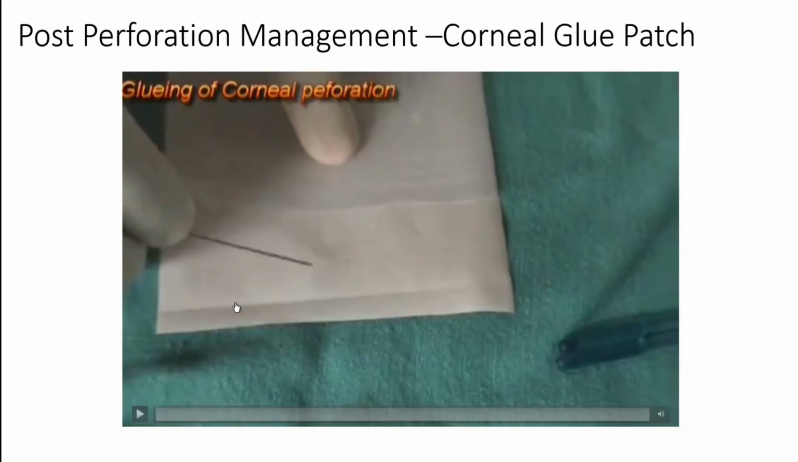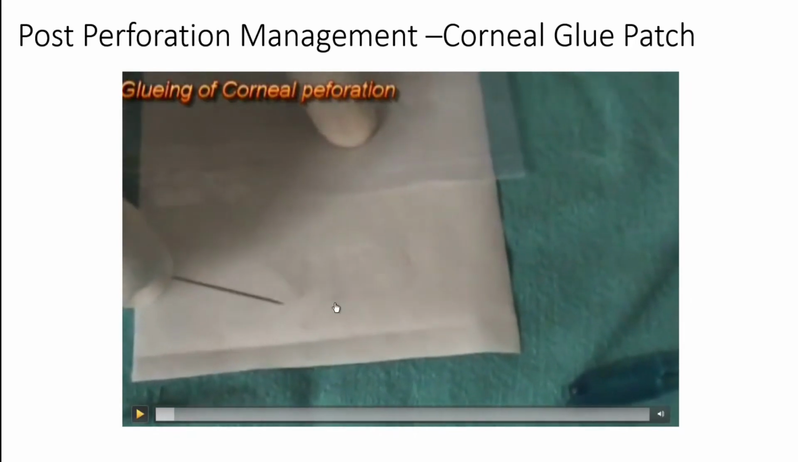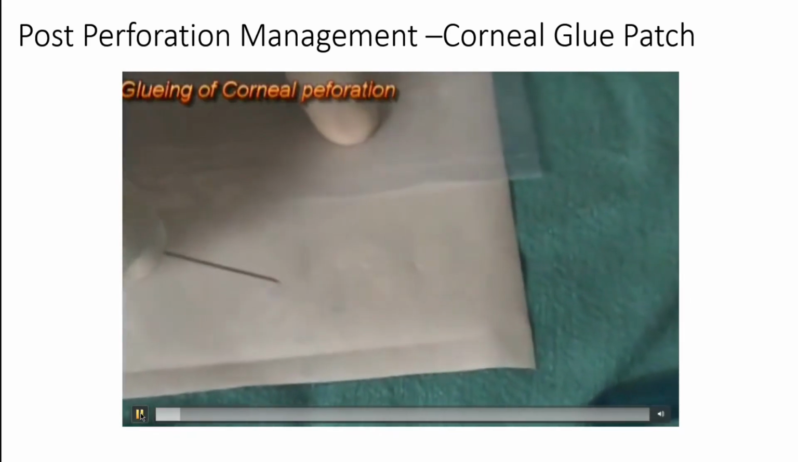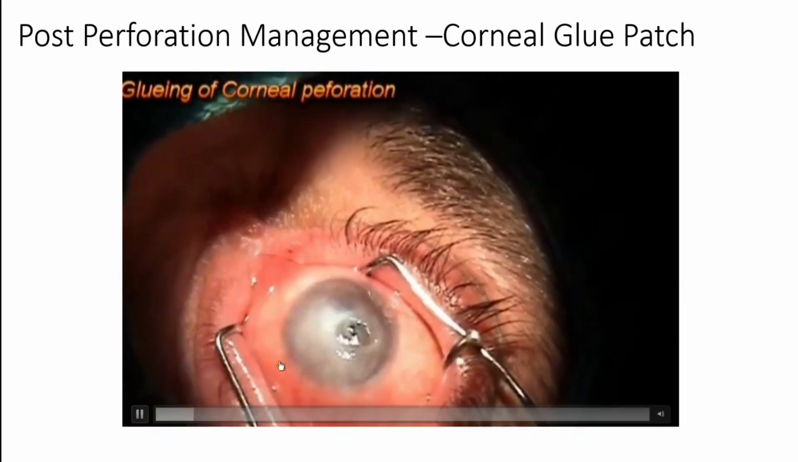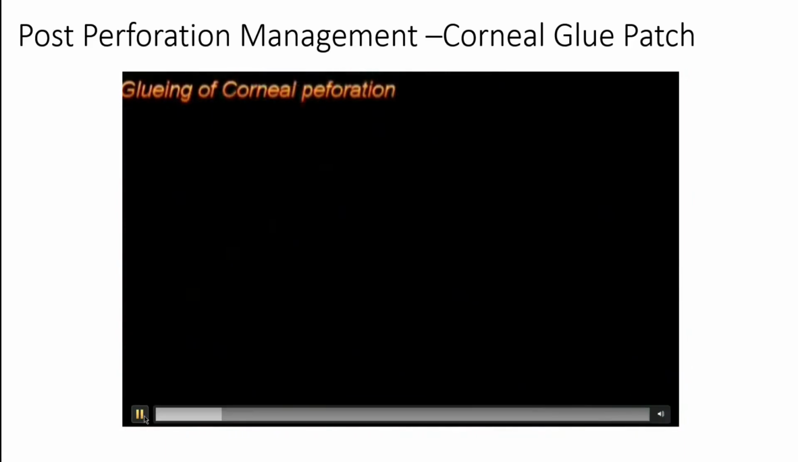So this is a video demonstrating a corneal glue patch. The first thing you do is to create your patch, which is created out of this transparent sterile surgical drape. You use a punch to cut out little discs. It's difficult to see these little discs here because they're transparent. You'll get a better view once it's applied to the eye. This is our perforation, and this larger area around it is the ulcer.